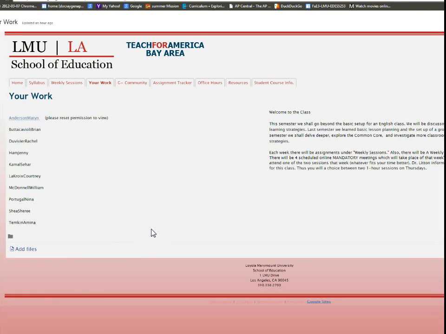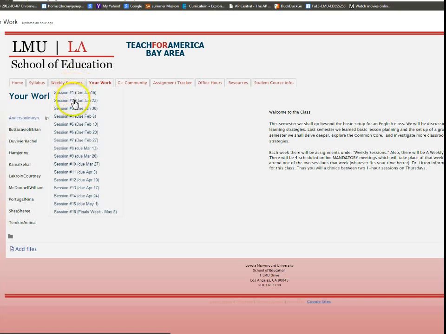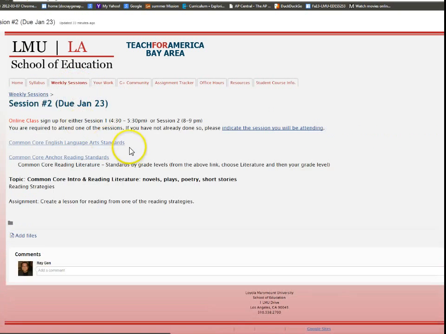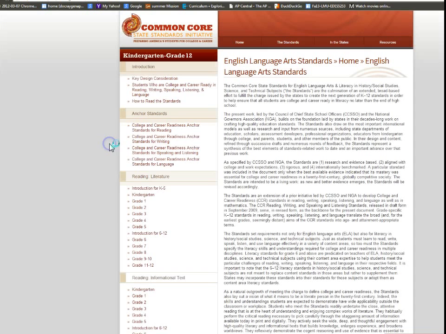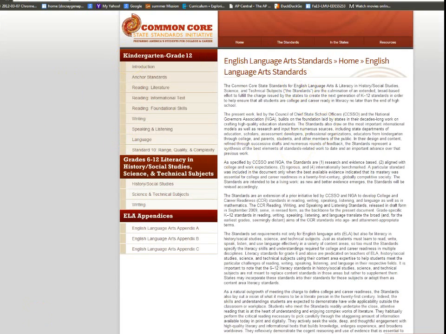Today we're going to talk about the Common Core and introduce the Common Core to us. So let's get there. If you go to weekly session number 2, you'll find 2 links to the Common Core. This one takes us directly to the Anchor reading standards, but since this is our first time there, let's click on the English Language Arts standards. This is the general web page for the language arts.